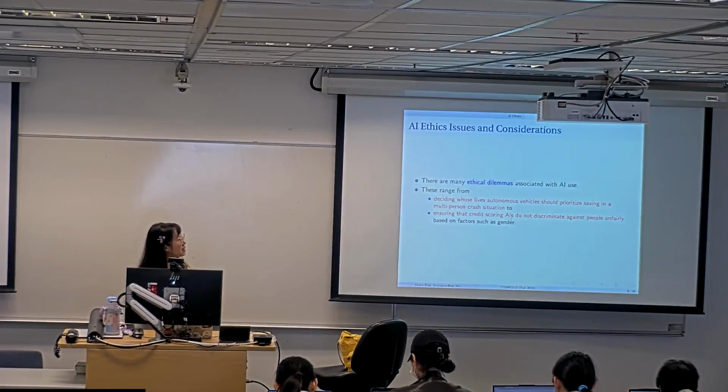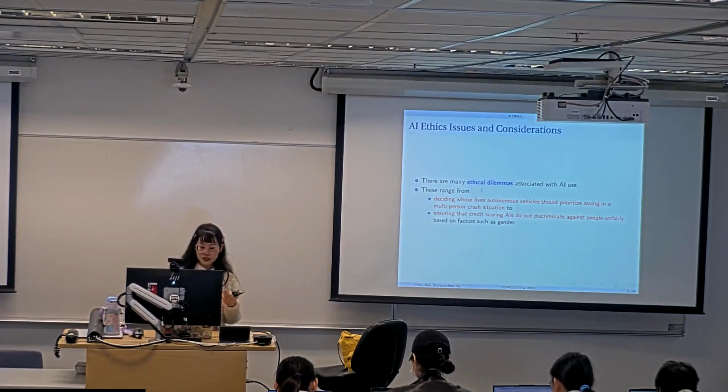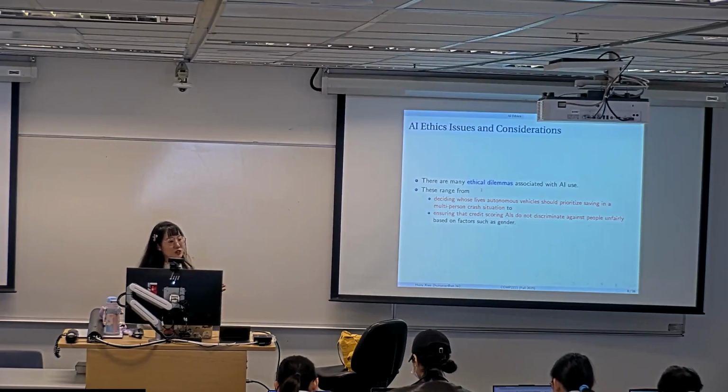And also, there are many ethical dilemmas associated with AI use. For example, deciding whose lives the autonomous vehicle should prioritize saving in multi-person crash situations. This is a very classical dilemma, right? It originates from the trolley problem: who to save when an accident is definitely going to happen. Self-driving cars sometimes will meet such a dilemma.